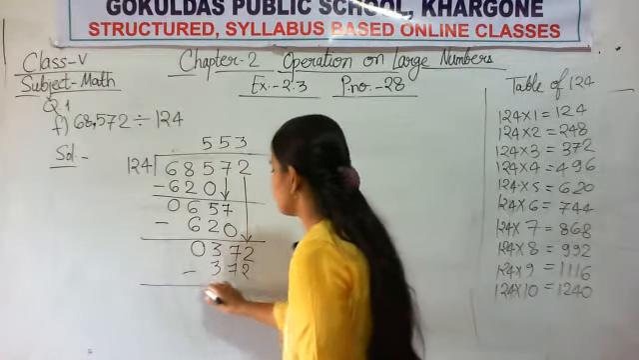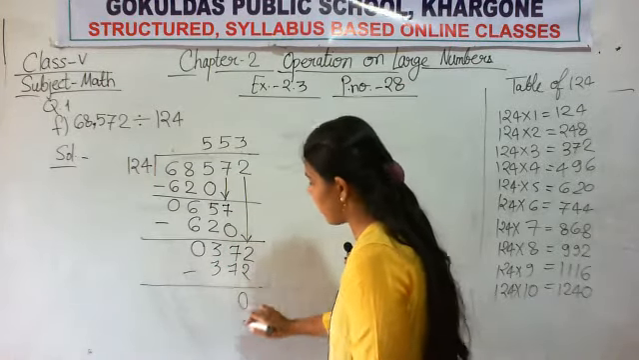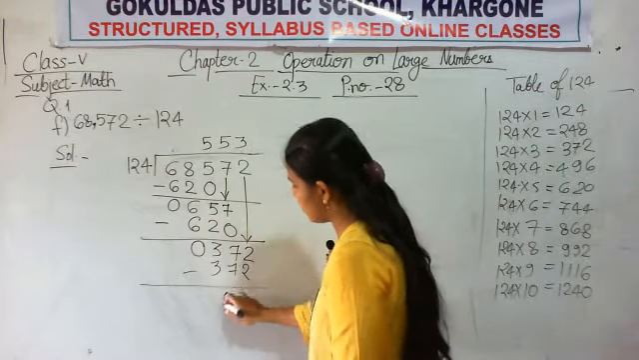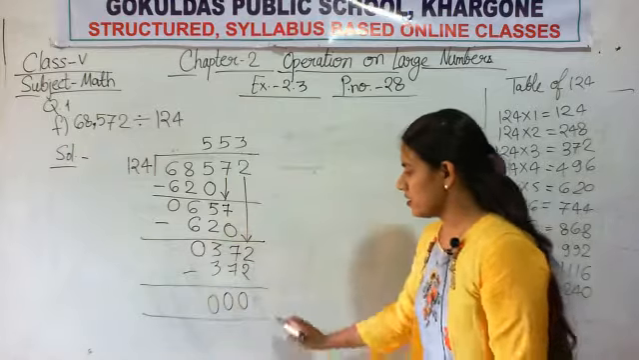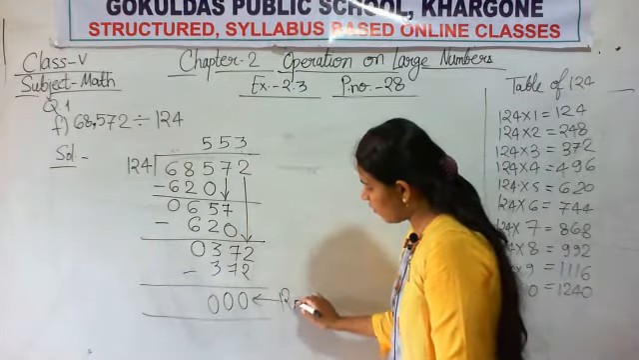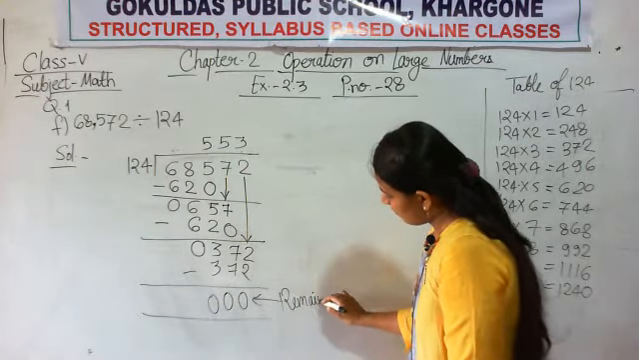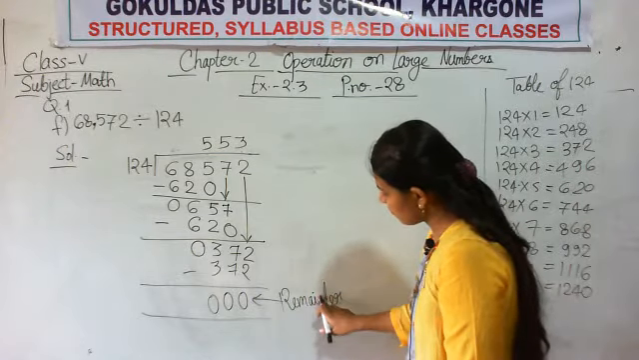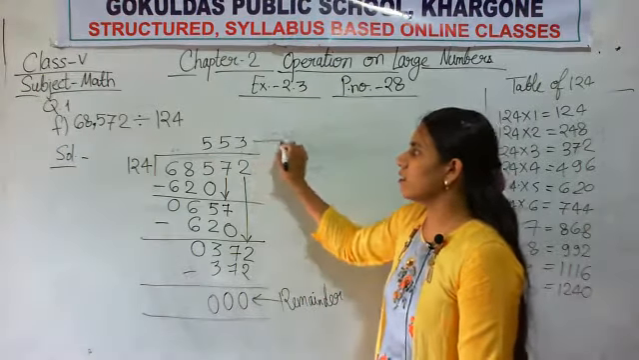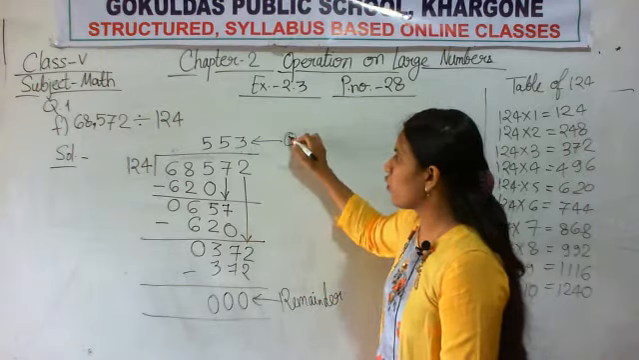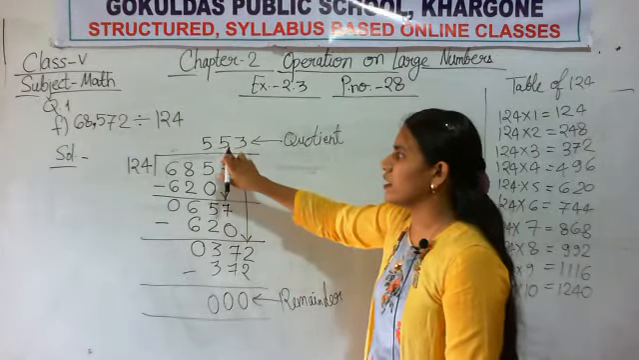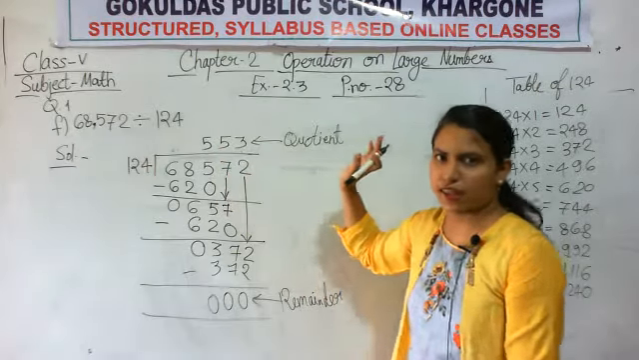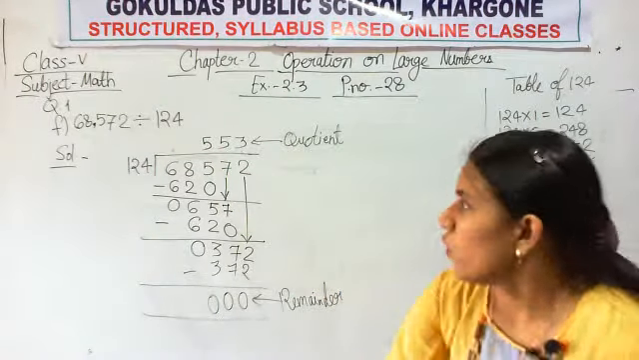Now subtract both. 2 minus 2 is remainder 0. 7 minus 7, 0 left. 3 minus 3, 0 left. Right? So here your remainder is 0. Remainder is 0 and the result of division is called quotient. Your quotient is 553. Right?